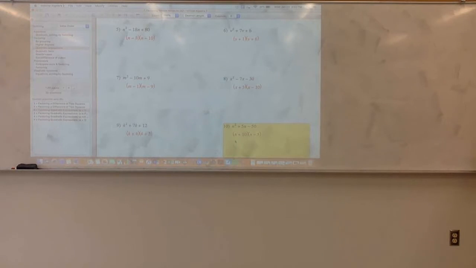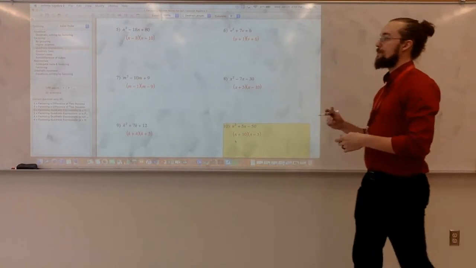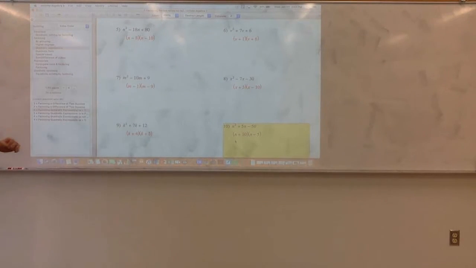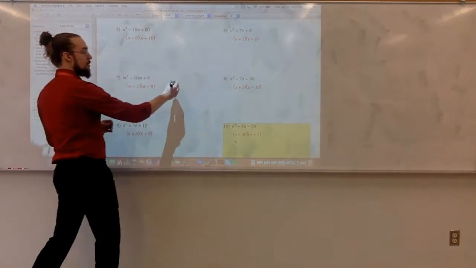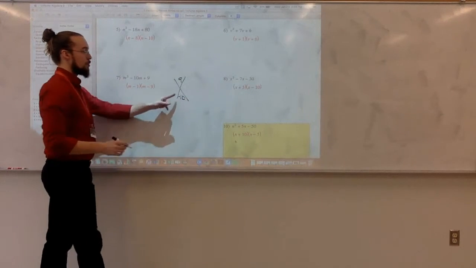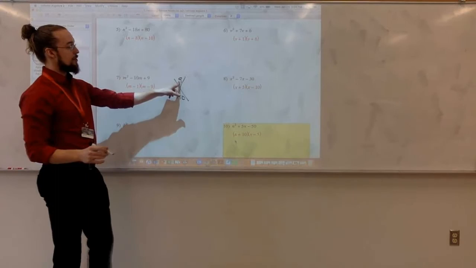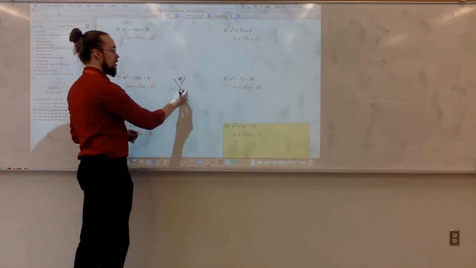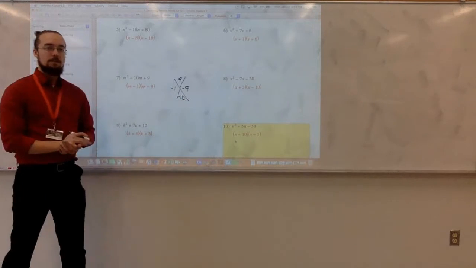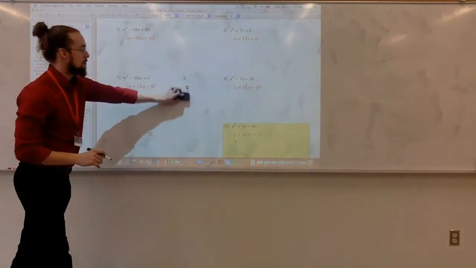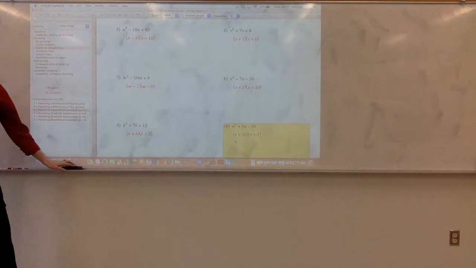I'm confused on 7. Alright, let's take a look at 7. The 9's supposed to go up top, right? Yep, so we would have positive 9 here and then negative 10 down here. So we want two numbers that multiply to positive 9 that add to negative 10. So it'd be negative 1 and negative 9. Right? Any other questions? No.